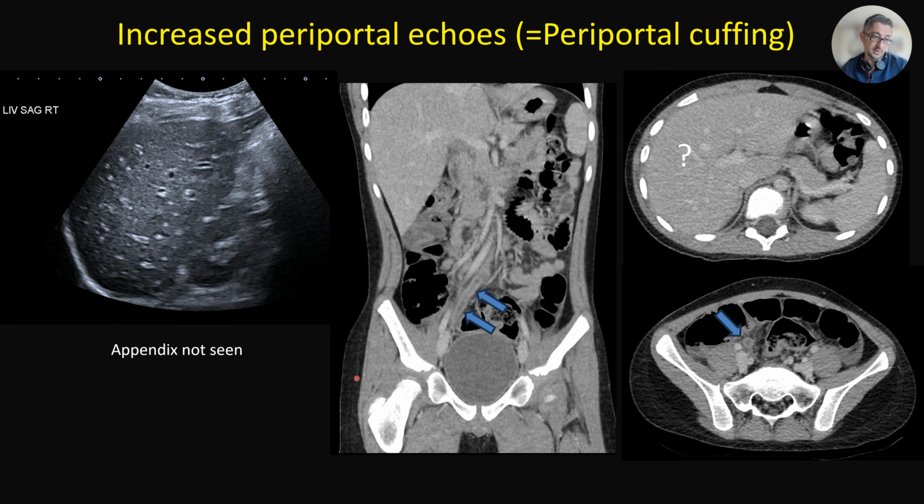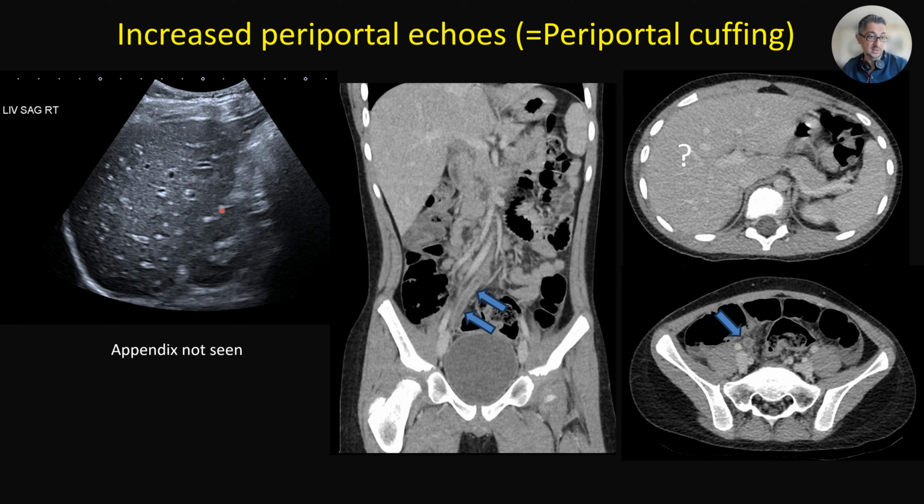How can it help? In this one, the patient presented with signs and symptoms of appendicitis, and the appendix could not be seen on ultrasound, but we could see this periportal cuffing. So this is a non-specific finding, but may be associated with intra-abdominal pathologies. Any infection or inflammation in the abdomen may cause this.